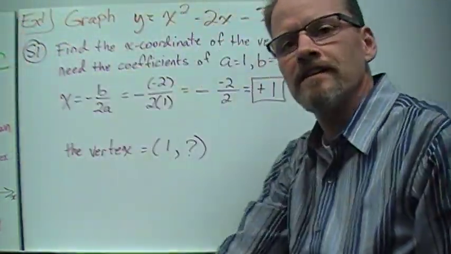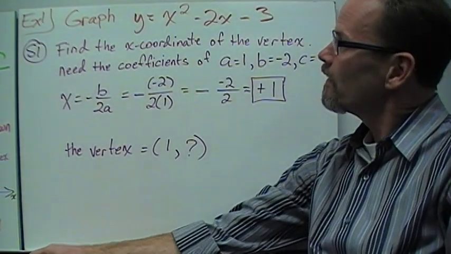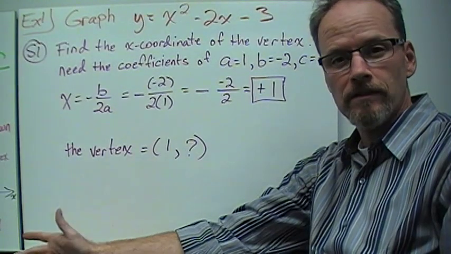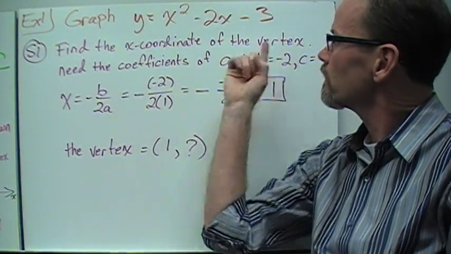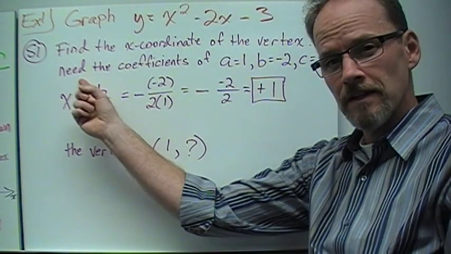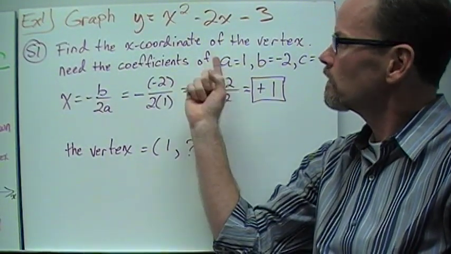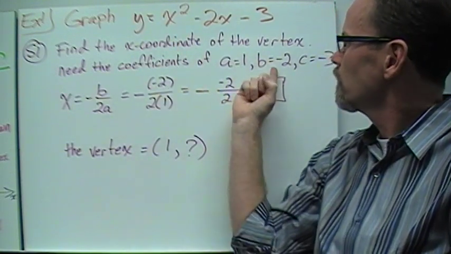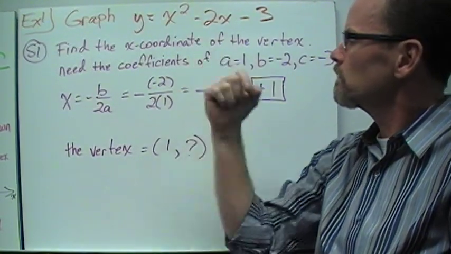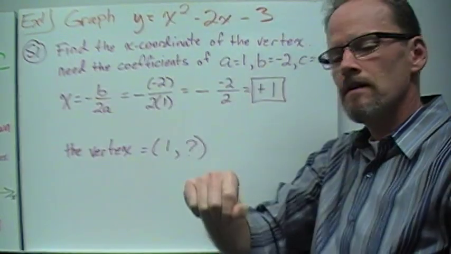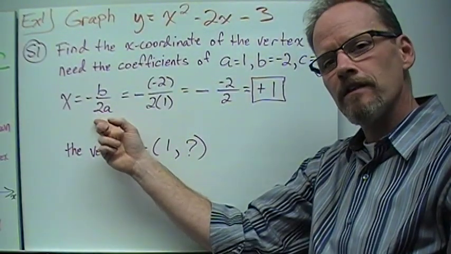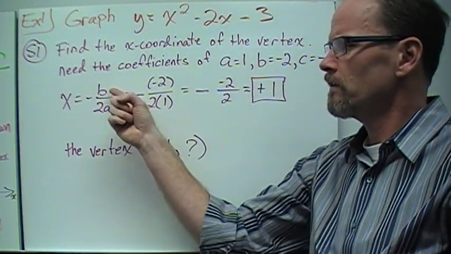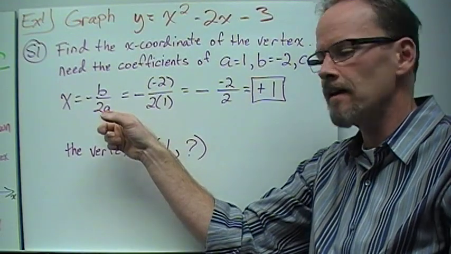So, here's an example. I want you to graph y equals x squared minus 2x minus 3. Go back to step 1. Let's find the x coordinate of the vertex. I do need the coefficients. A is 1, there's a 1 right there, implied. B is -2. And C is -3. To find the x coordinate of the vertex, I only need to know these coefficients. What's b and what is a?